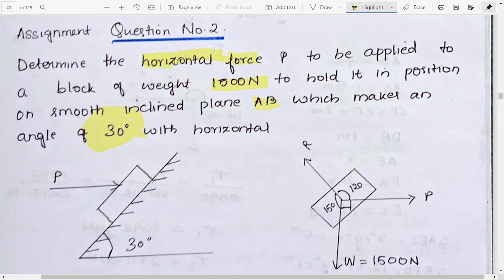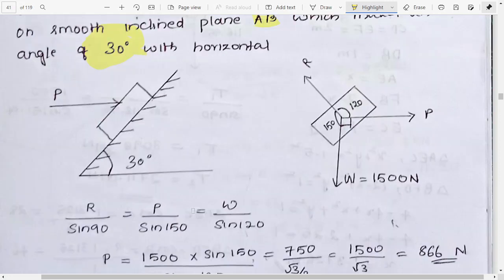So we need to determine the horizontal force P. Okay, so pause this video, look at this diagram, brainstorm, understand, and draw a diagram. Don't look at this diagram, or there won't be any use. Okay, so I hope you have drawn the free body diagram, and you must have also got the answer.